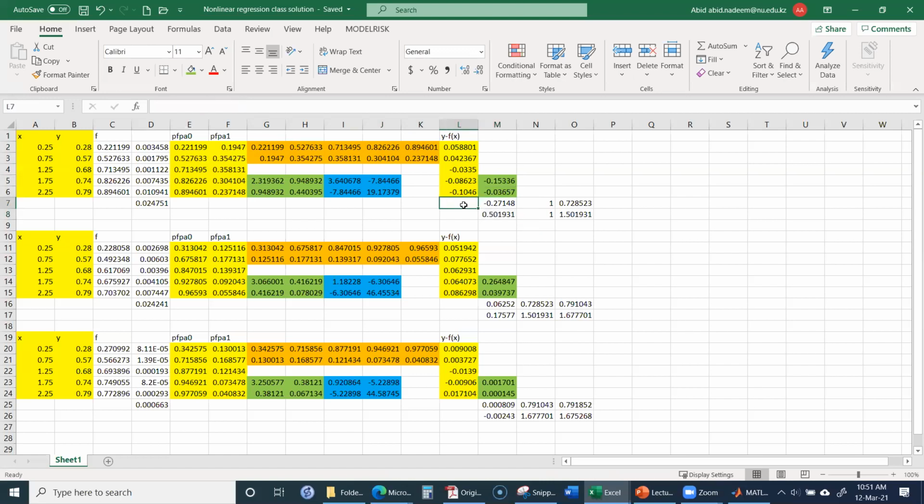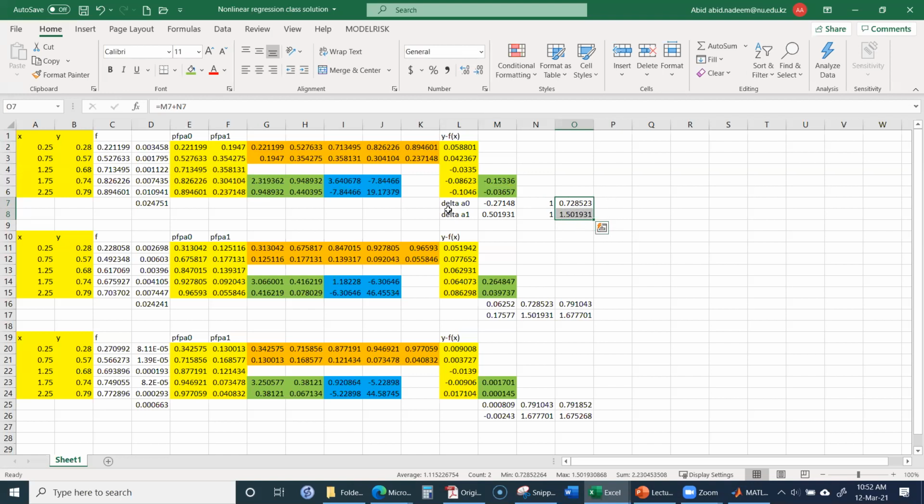So this is delta A0, and this is delta A1 matrix. And these were the initial values. So I added these initial values with the delta values, and then I got these new values of A0 and A1. So these are the new A0 and A1 values.